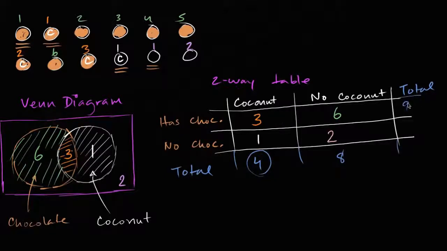3 plus 6 is 9, 1 plus 2 is 3. What's this 9? That's the total amount of chocolate, 6 plus 3. What's this 3? This is the total amount with no chocolate. That's this 1 plus 2. Anyway, hopefully you found that interesting. This is just different ways of representing the same information.